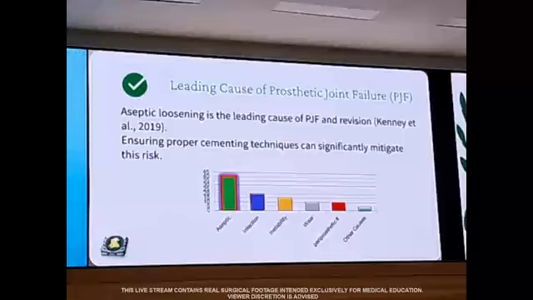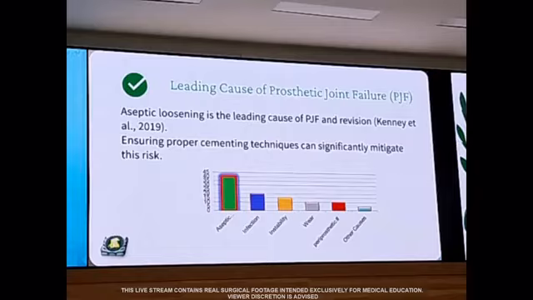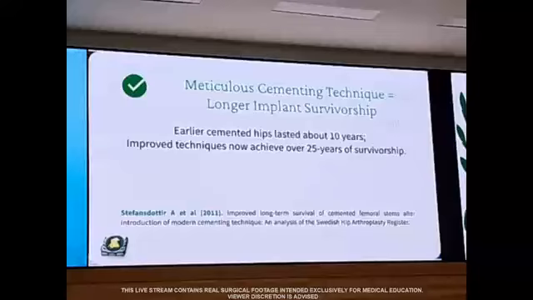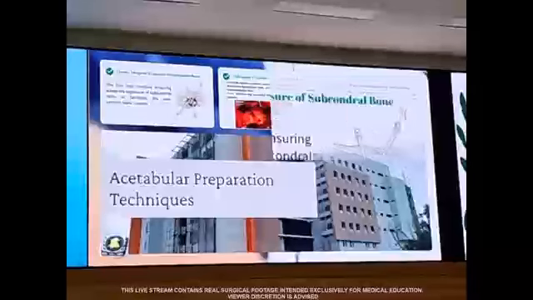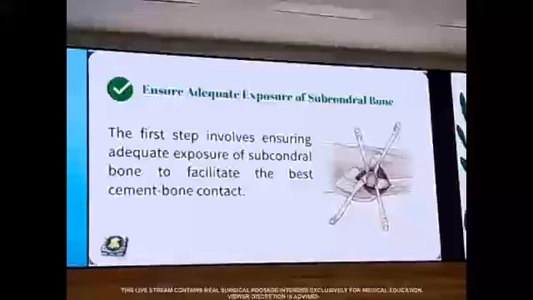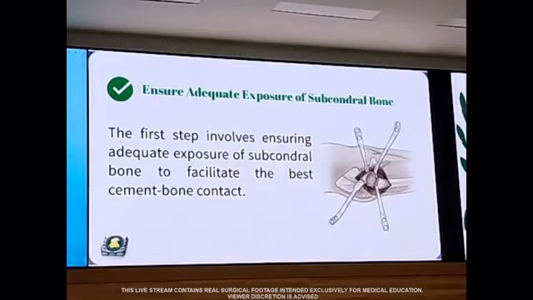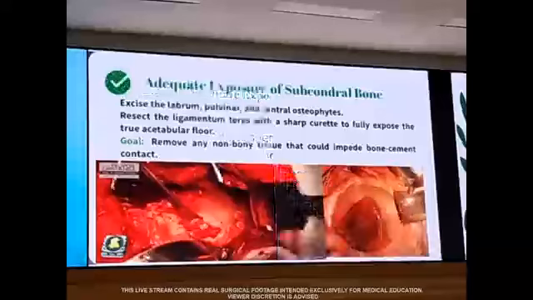Aseptic loosening is a leading cause of PJF and revision. Ensuring proper cementing technique can significantly mitigate this risk. Earlier cementing lasted about 10 years. Improved technique now achieves over 25 years of survival. So the first step involves ensuring adequate exposure of subchondral bone to facilitate the best cement-bone contact.